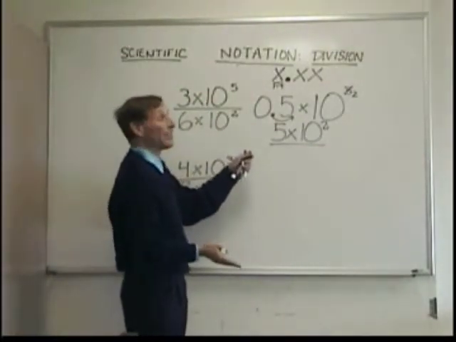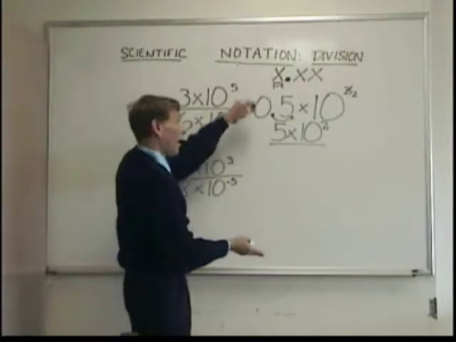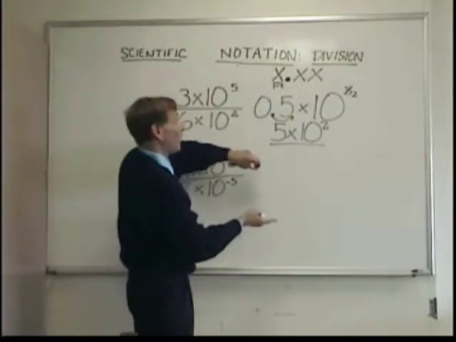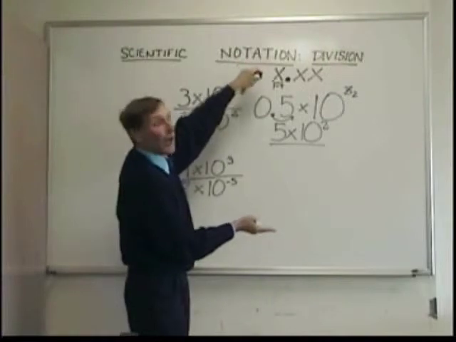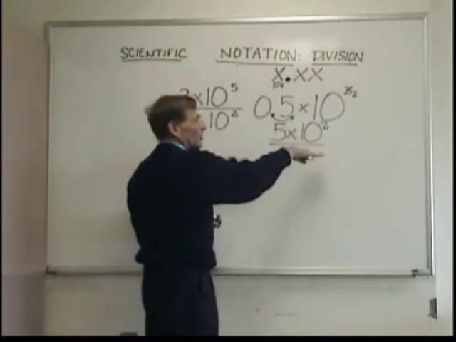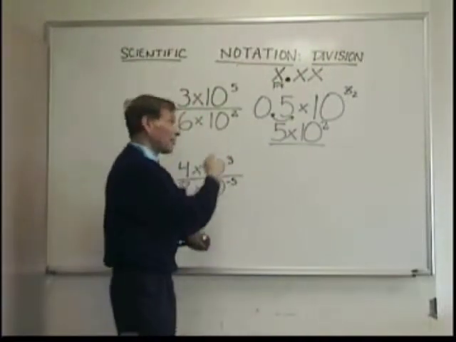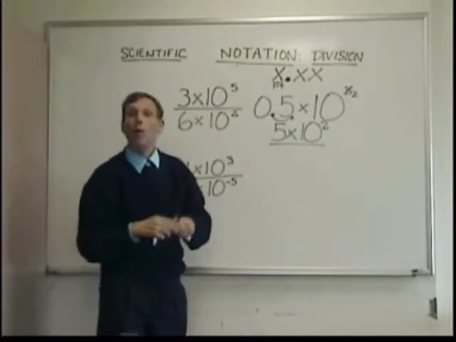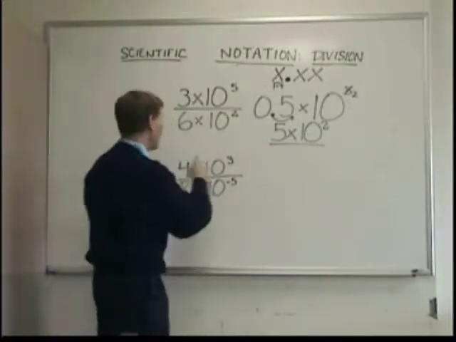Remember, it's like a balance. If this goes up from 0.5 to 5, it went higher, then the exponent has to go down. And that's what happens in division when you must make an adjustment. Let's look at this one.